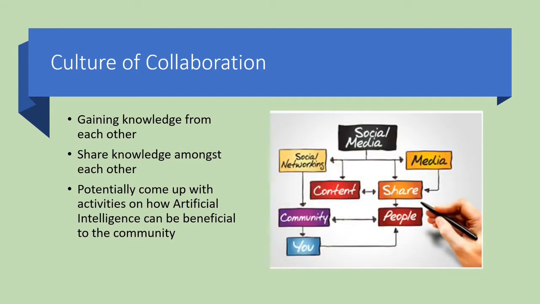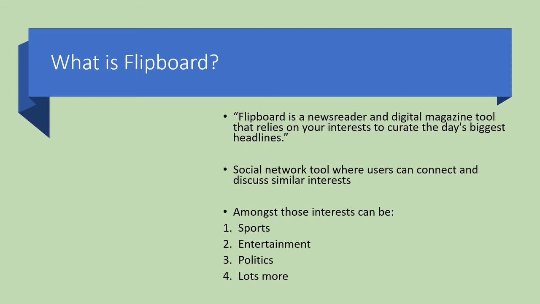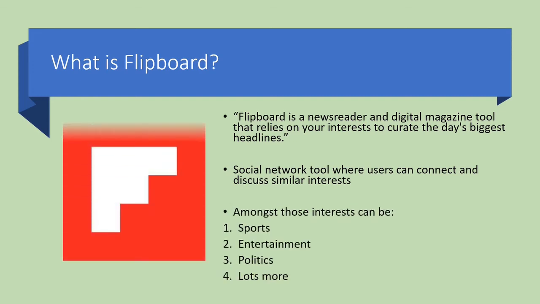As mentioned on the Business Insider website, Flipboard is a news reader and digital magazine tool that relies on your interests to curate the day's biggest headlines. Flipboard is also described as a social network tool where users can connect and discuss similar interests. Amongst those interests can be sports, entertainment, politics, and lots more. Users can create an account and share interesting finds via their contacts or simply save them into their personal magazine that can be viewed publicly by others. This tool makes it simple for the community to use as it notifies you of the latest headlines regarding your topic of interests, which allows you to stay up to date with the latest and greatest about your selected interests.